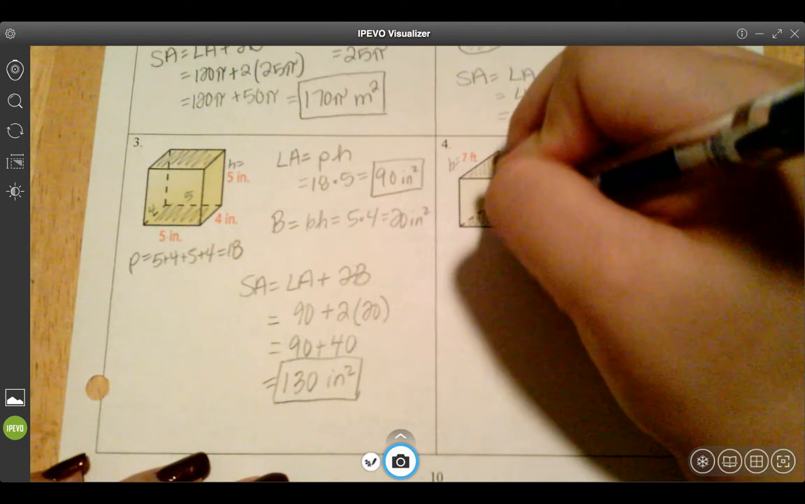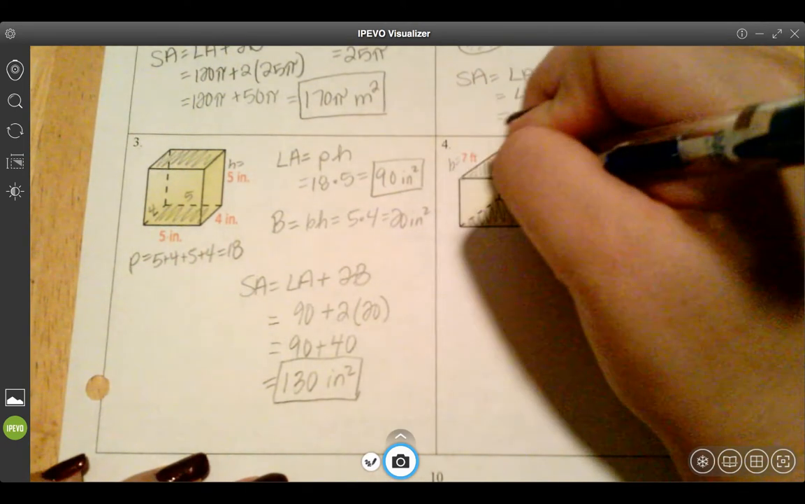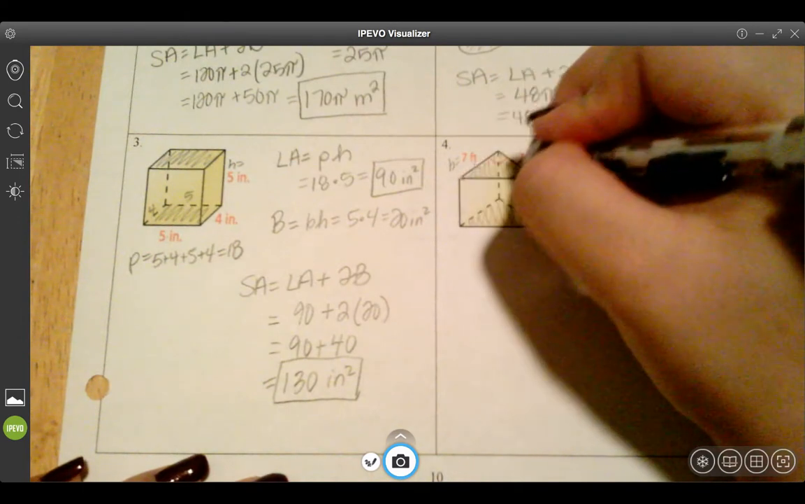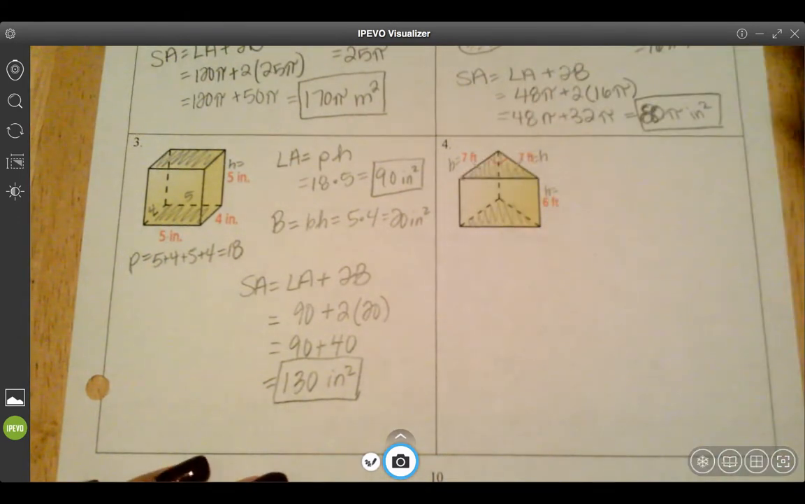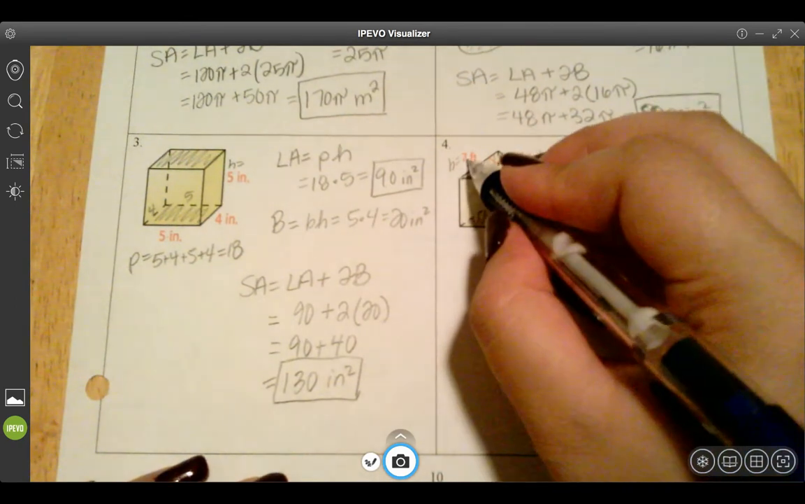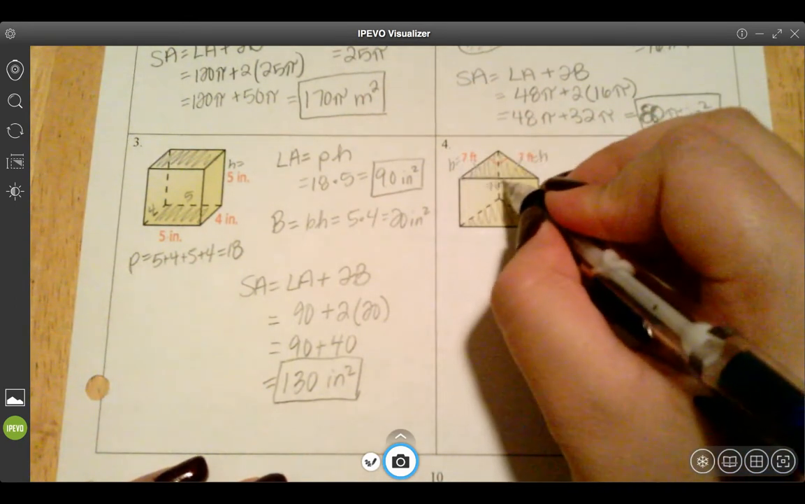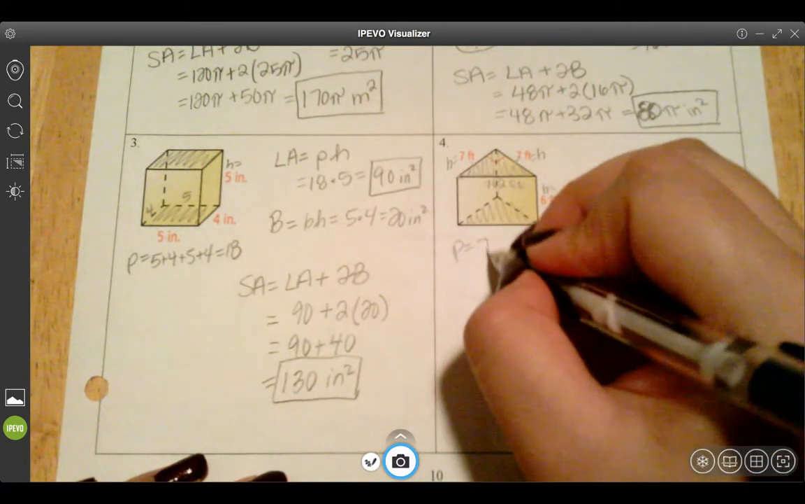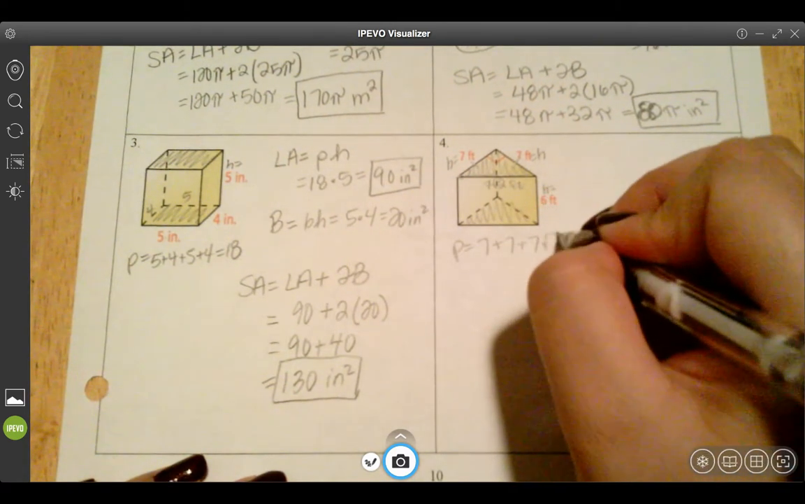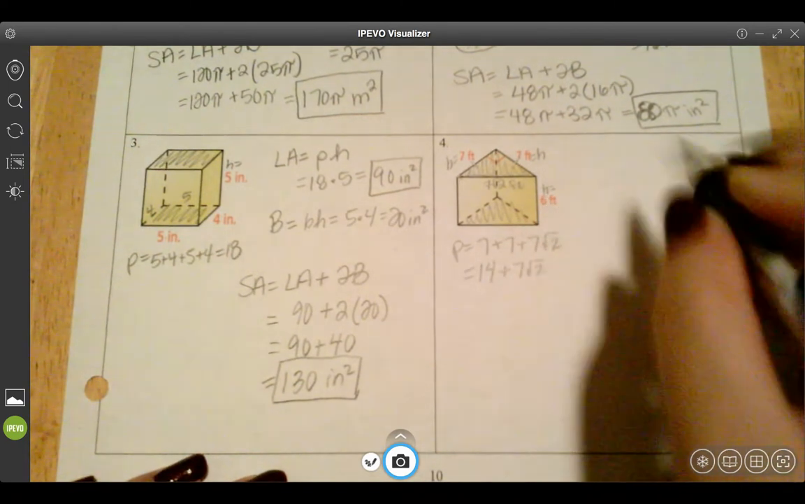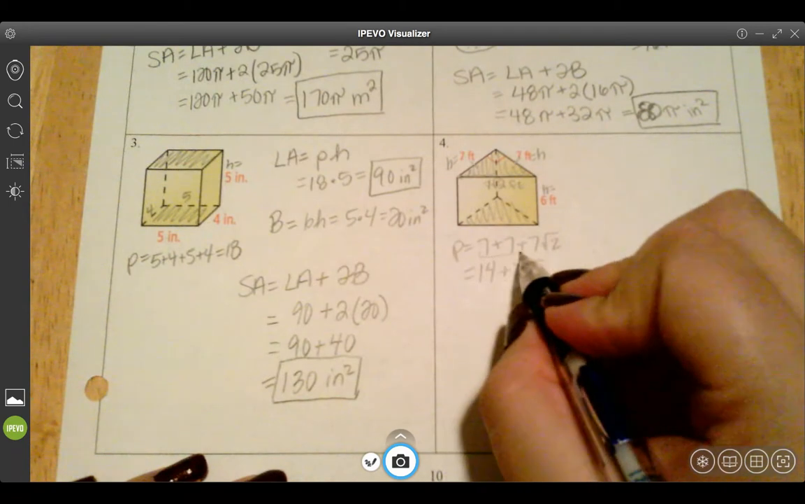We do also need this length in order to find the perimeter. But if this is a right angle, and an isosceles right triangle always has to be 45, 45, that means that this is 7 times the square root of 2 feet. So our perimeter, 7 plus 7 plus 7 times the square root of 2, is 14 plus 7 times the square root of 2. These are like terms, no radical.